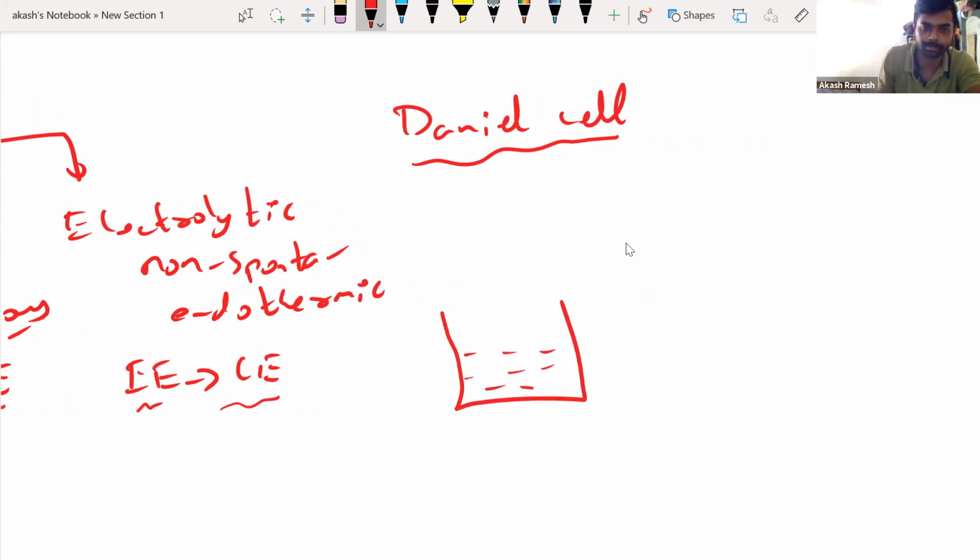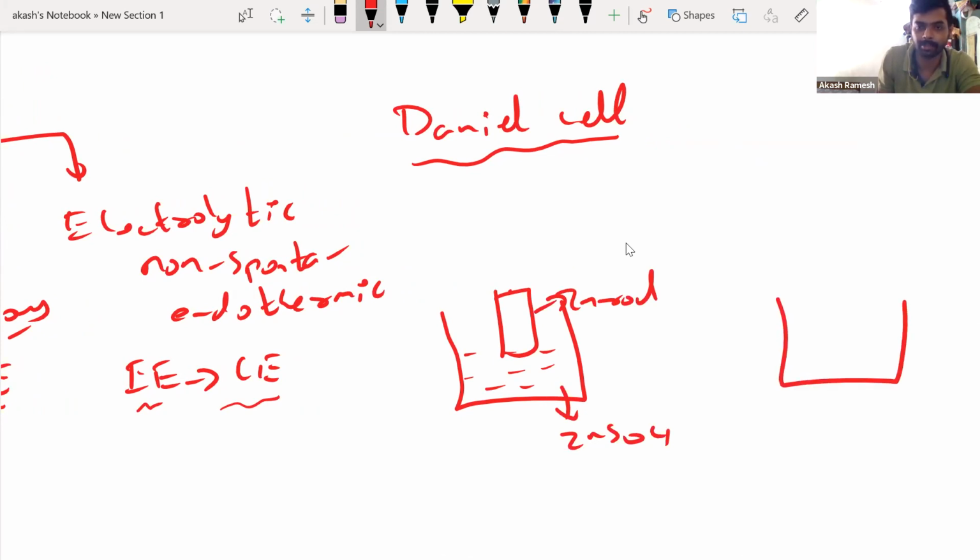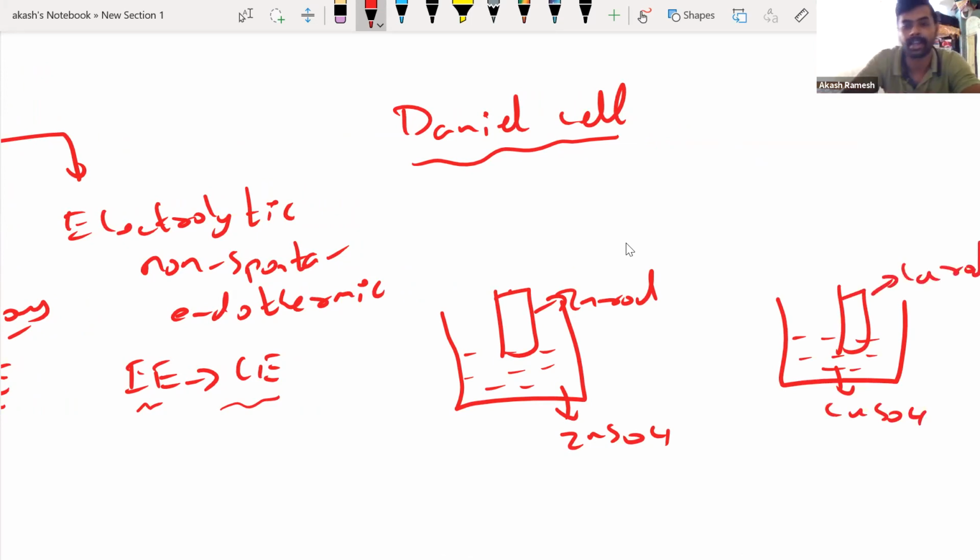Now this side, I'm going to have zinc sulfate, and into the zinc sulfate, I am going to have this zinc rod. And I have another compartment which has copper sulfate solution, and in this I'm going to have a copper rod inserted. Now I told you galvanic cells are used for producing electricity.